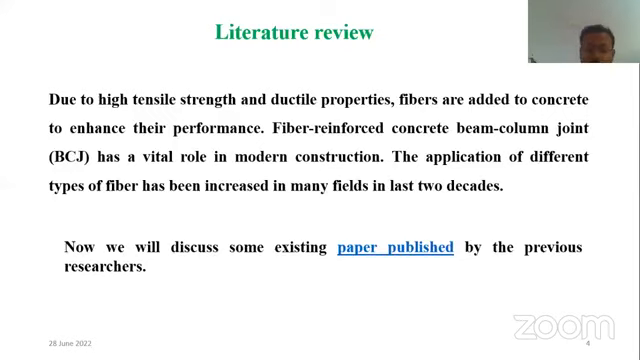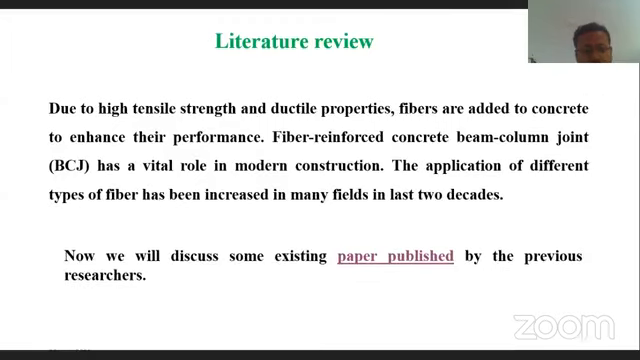So the fiber reinforced concrete beam column joint can enhance the entire stability of any structure. The application of different fibers has increased in many fields, that we are going to see in the literature review. You can see the previously published papers by the previous researchers. There we can see how the researchers are using different fibers in their research. Here we can see the list of researchers and their papers that have been published in the journals.